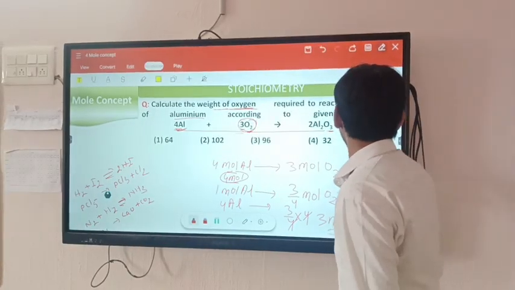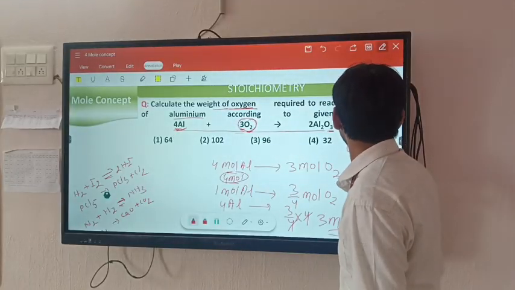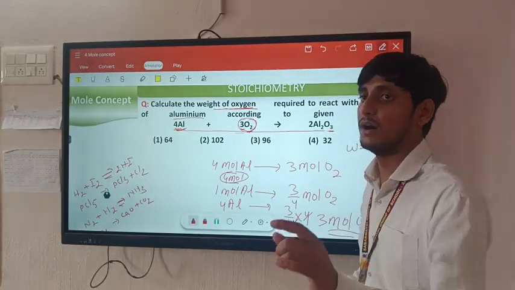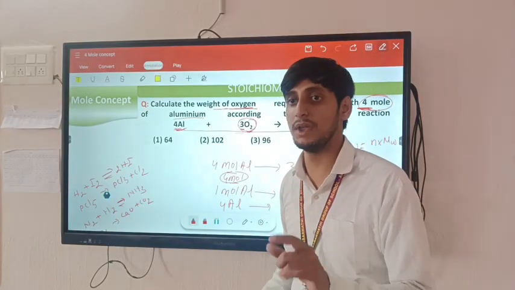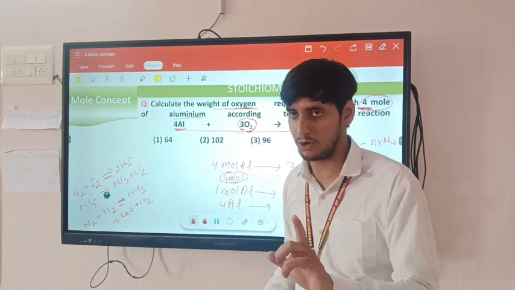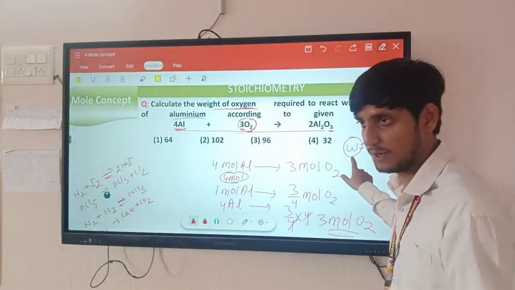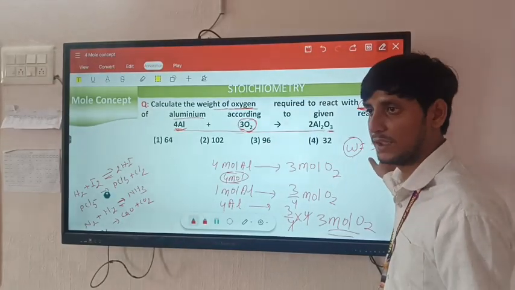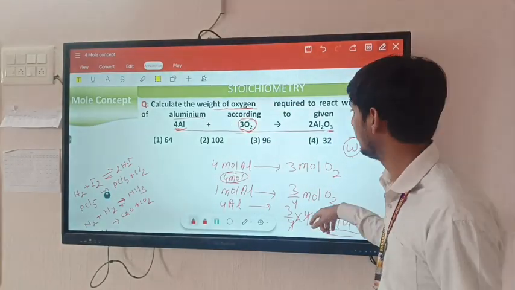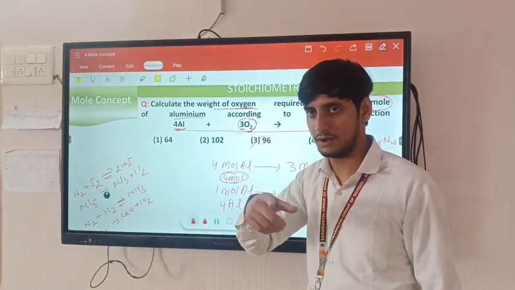Now you can find W equal to N into MW, since you have the mole of oxygen. Number of moles equals given weight upon molar mass, means weight of oxygen upon molar mass of oxygen. They ask the weight of oxygen: mole 3, and molecular mass of oxygen 32. 32 multiplied by 3, 96. Understood?